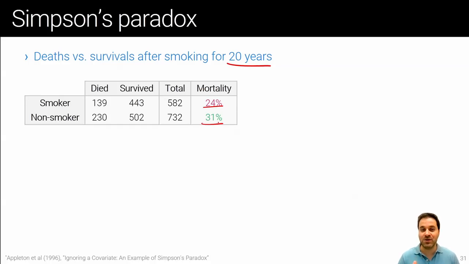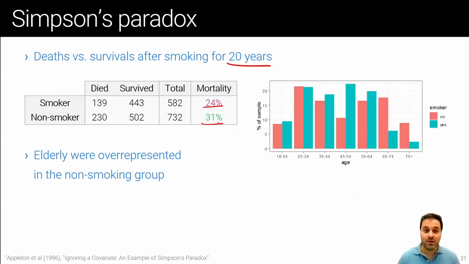We nowadays, of course, know that this is completely stupid. There has to be something out there. And there is. The third variable was actually the age of the subjects. So the problem was that the group of non-smokers had an overrepresentation of elderly. So if we look at the bar plots over here, we see that the red one, non-smokers, had a very large number of elderly and also people between 65 and 74. Whereas in the smoker case, there were a lot of people here in their 40s, 50s.